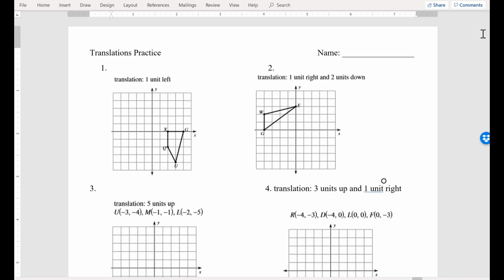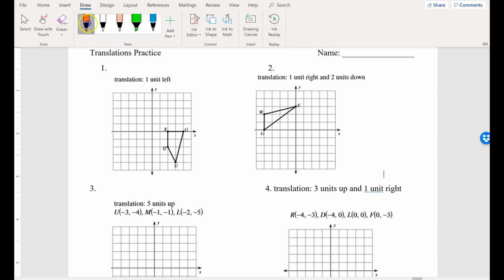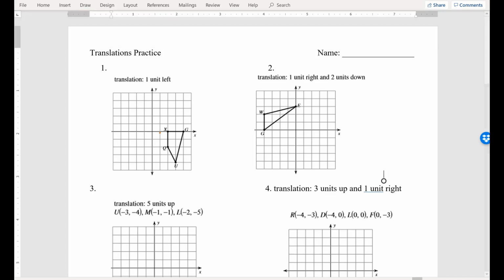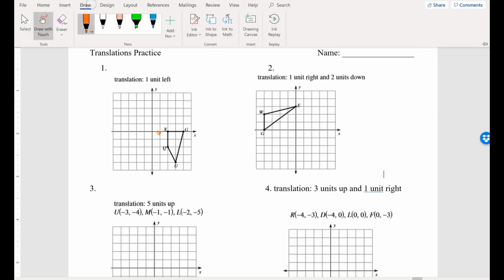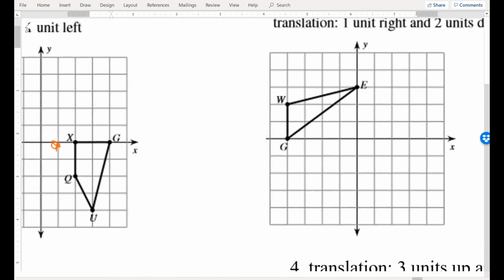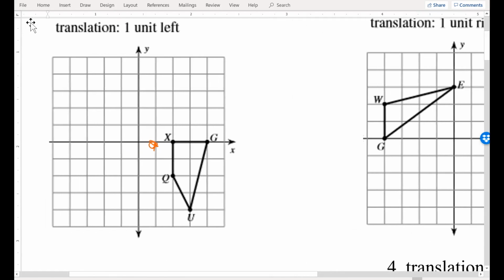All right, so for number 1, it says translate 1 unit left. So we're going to take every point and move it 1 to the left. Some of these I'm not going to do because it's just a waste. It's not going to spend forever finding dots. All right, I need to blow this up. Give me 1 second because y'all know my dots are amazing, but they need to be more amazing when I blow this up. All right, there we go.